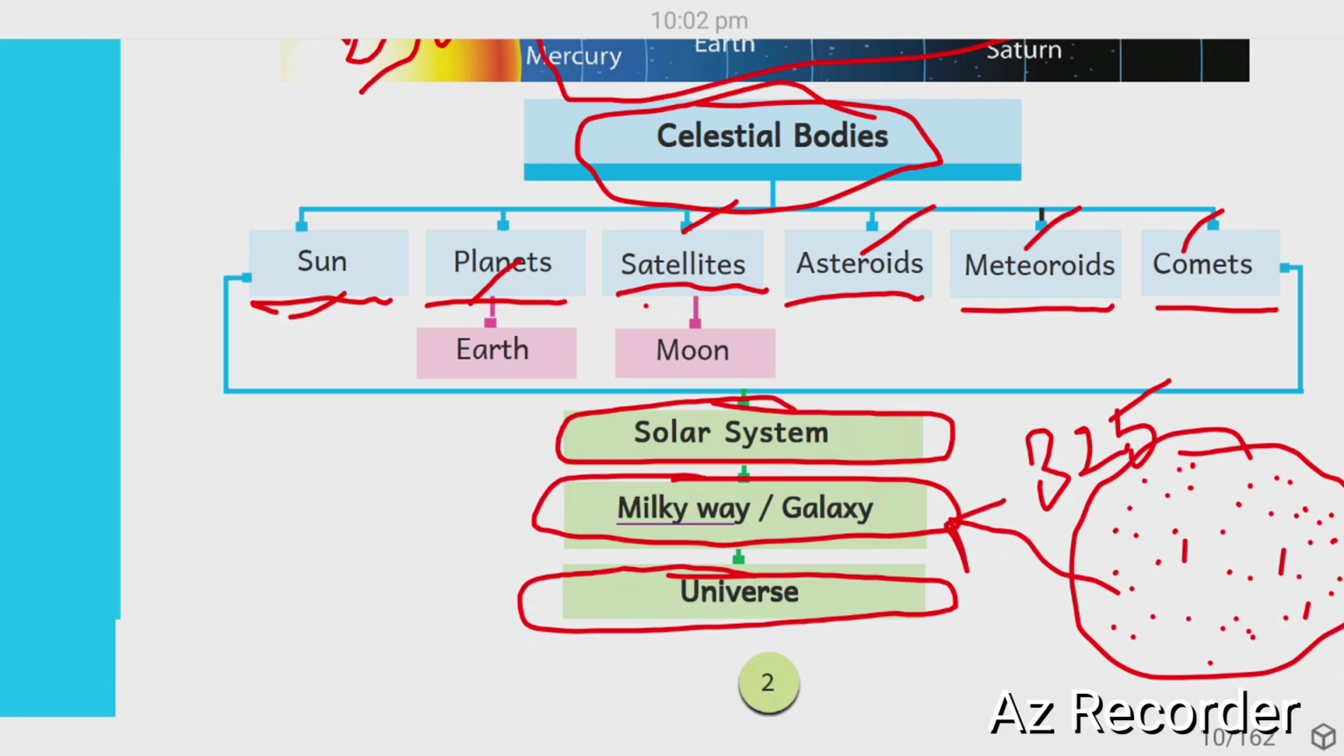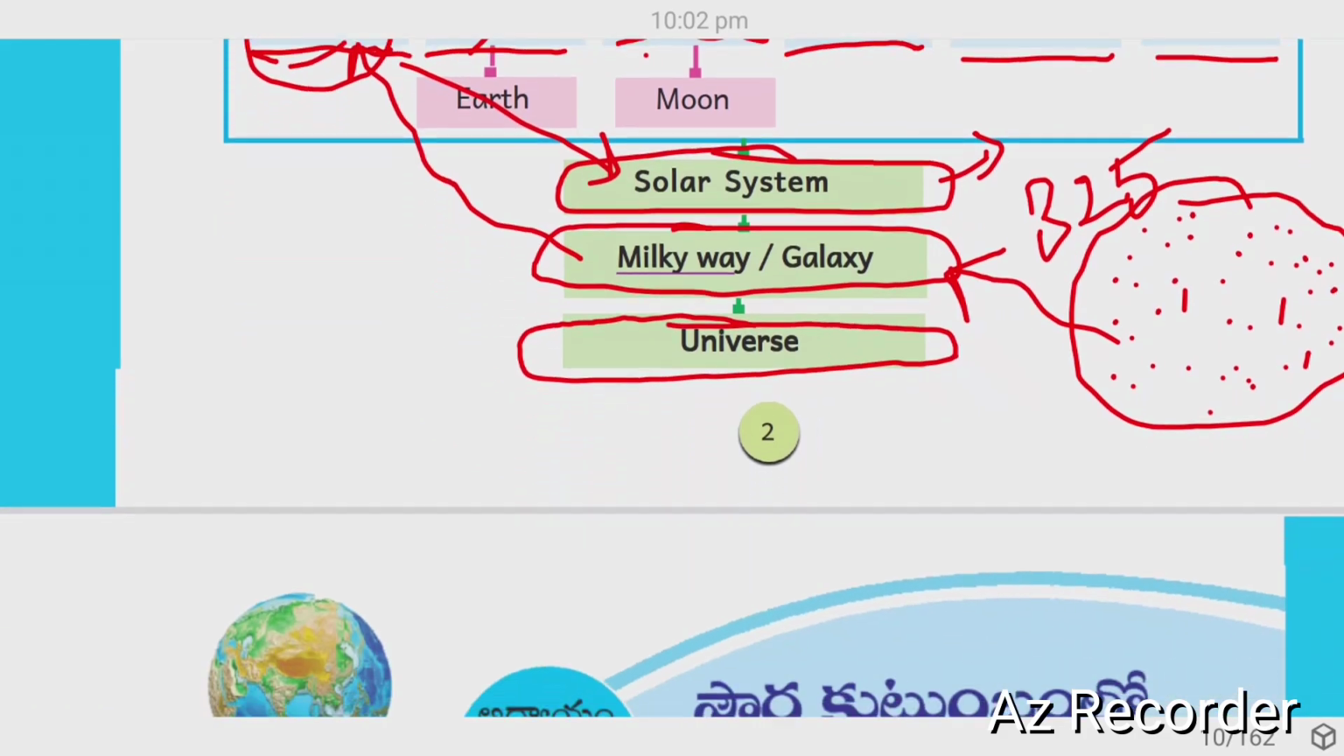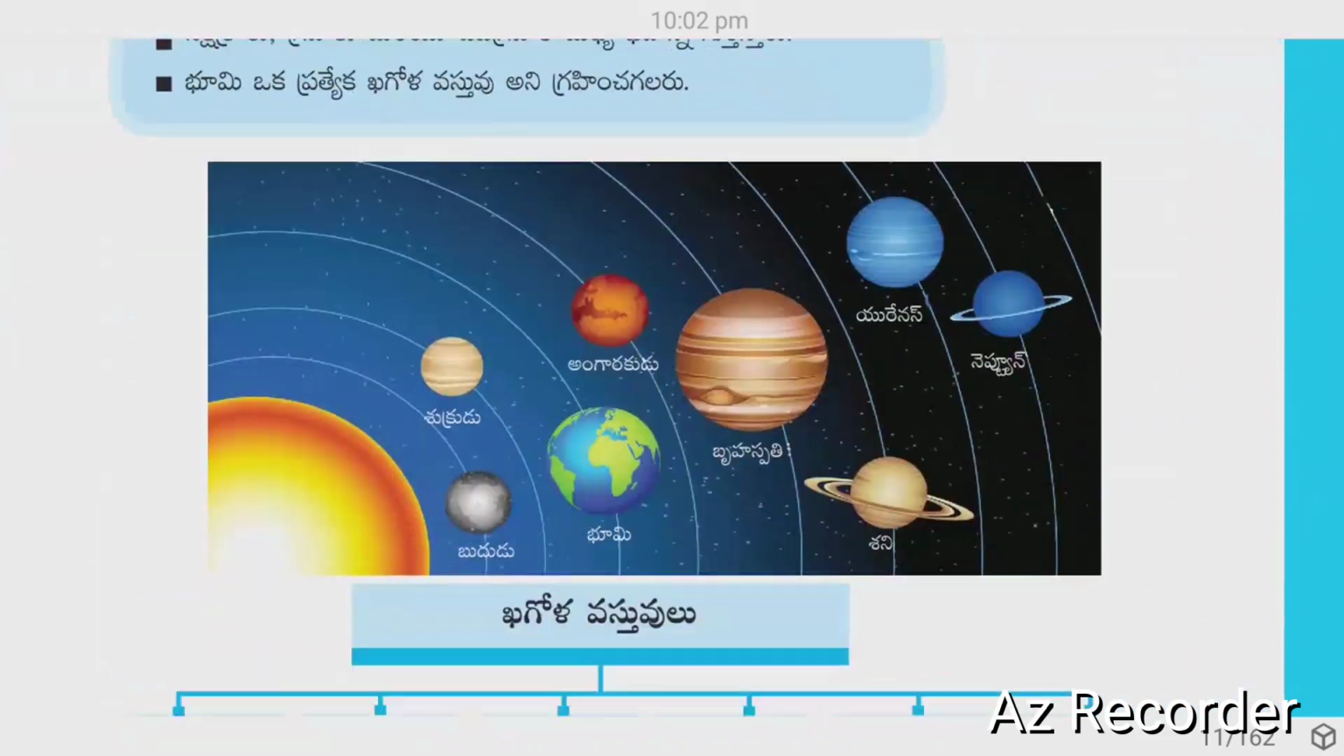This Milky Way contains our solar system. Not only our solar system, in this Milky Way again millions of stars are there. One among such stars is the sun. The sun contains the solar system. In this solar system, or solar family, we have planets, satellites, asteroids, meteorites, comets, etc. All these things are going to be discussed in this lesson.